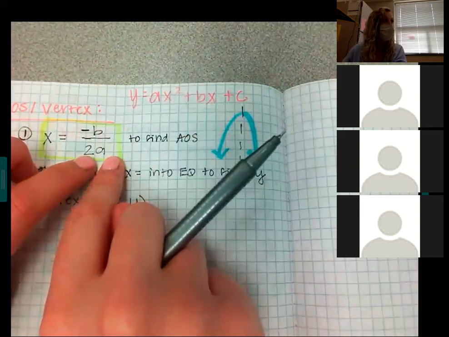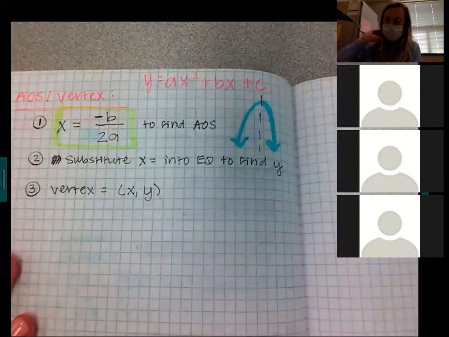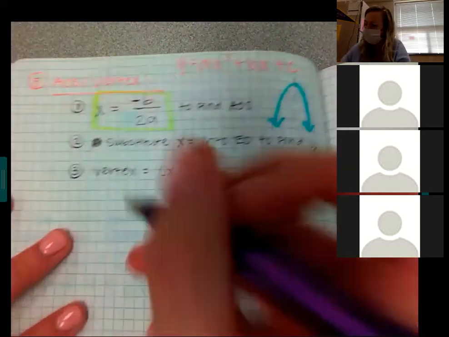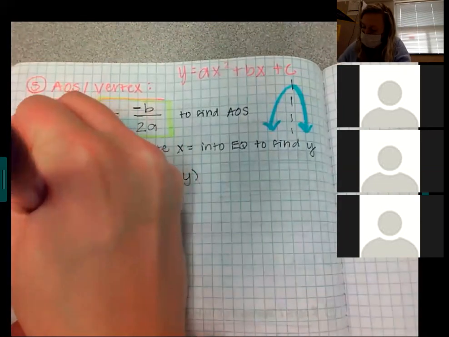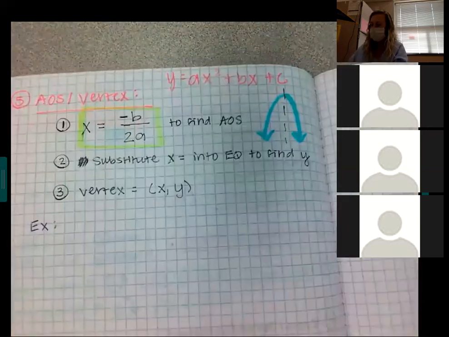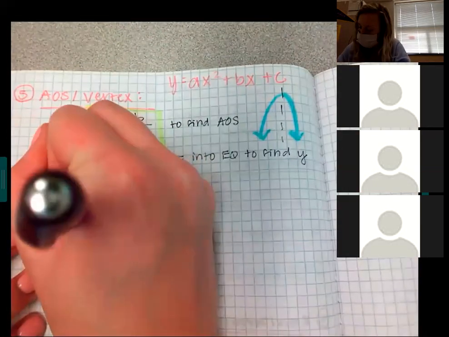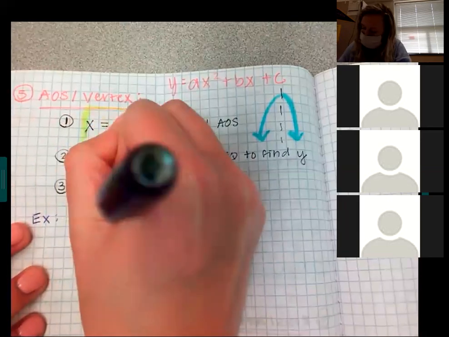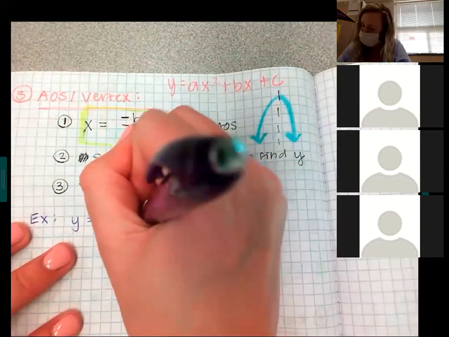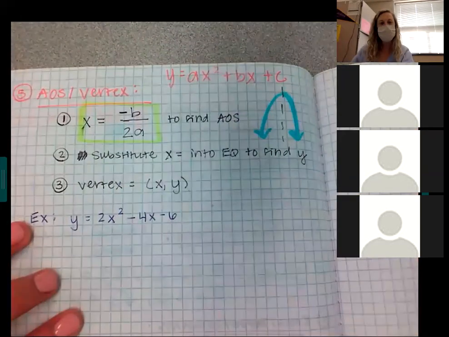Okay? All right, let's do an example because I think that's just what some of you need. So example time. Let's use a different equation. We're going to use y equals 2x squared minus 4x minus 6.